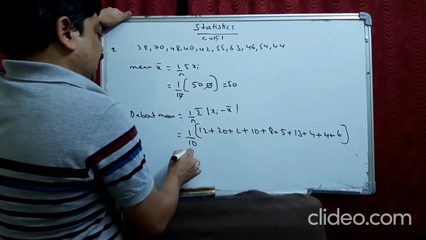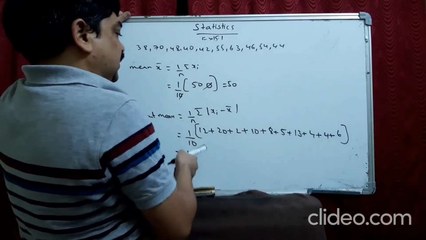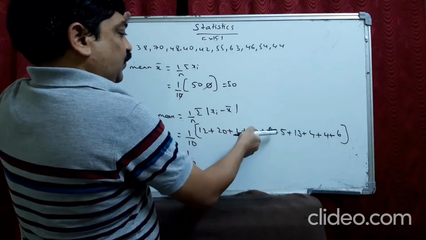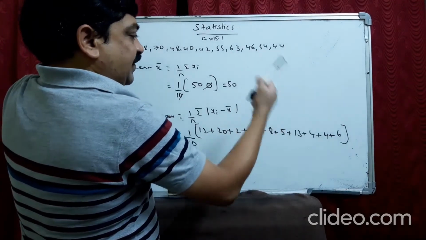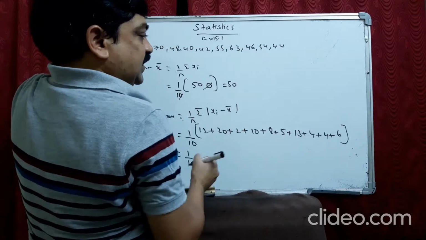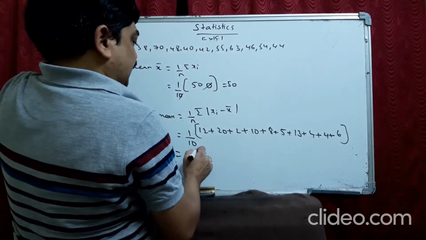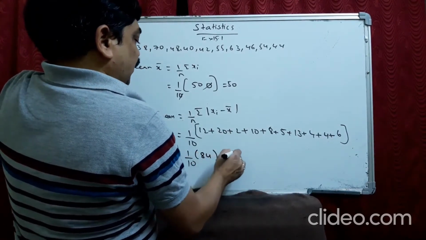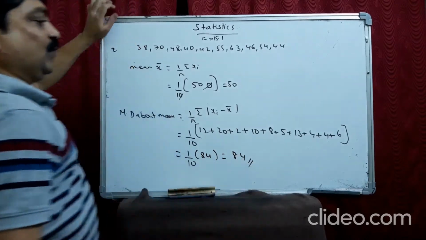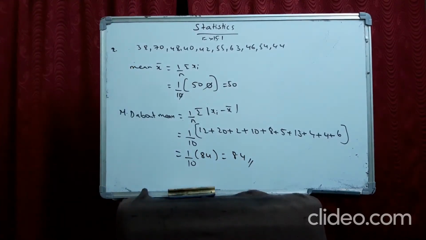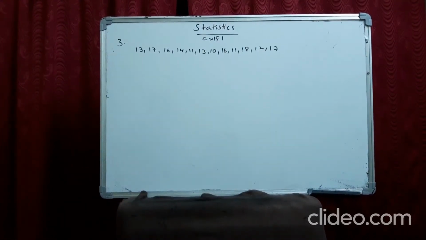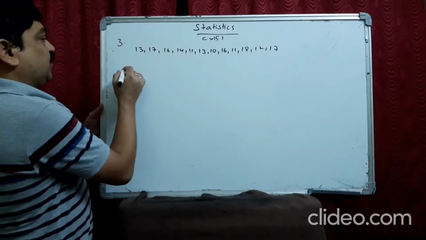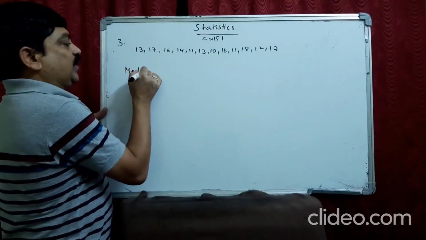Now it becomes 1 by 10 of, let us add all of these: 32, 34, 44, 52, 57, 70, 74, 78, plus 6, 84. 84 divided by 10 is 8.4. Now, mean deviation about median. First of all, what do we have to find? We have to find the median.